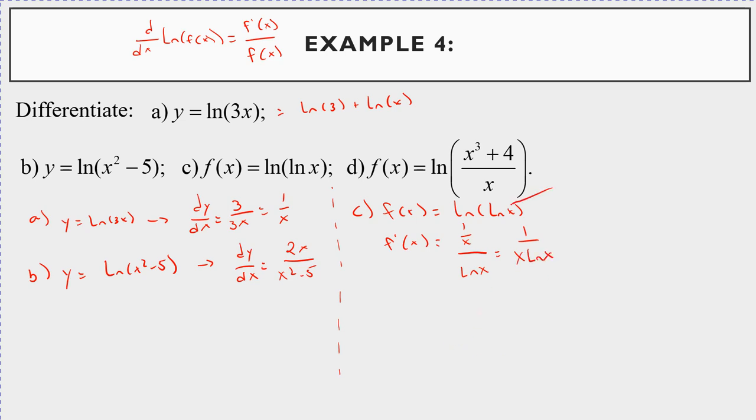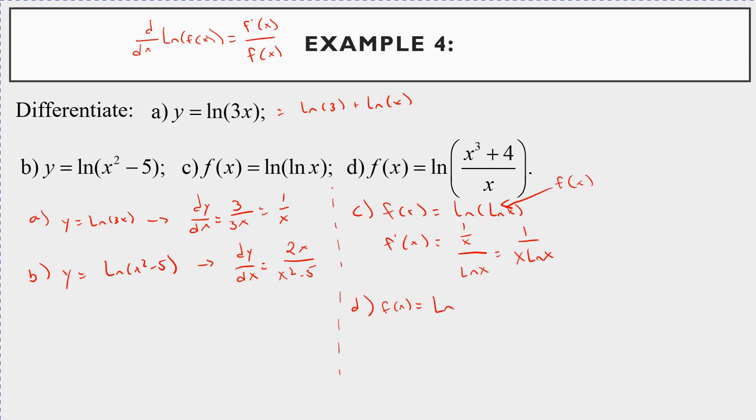Okay, so remember, this is my f of x inside here. So you take the derivative of f prime of x. Well, the derivative of this inside part is 1 over x divided by f of x, which is just the natural log of x.